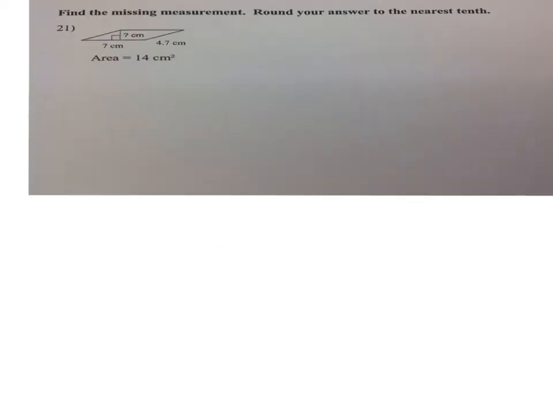Okay? This is a parallelogram. It's a tiny one. And again, they're giving us the area, so we're going to work backwards. So we're using just base times height equals area. Plug in what I know. Looks like I've got a base of 7, h I don't know, and the area is 14. So just divide by 7.